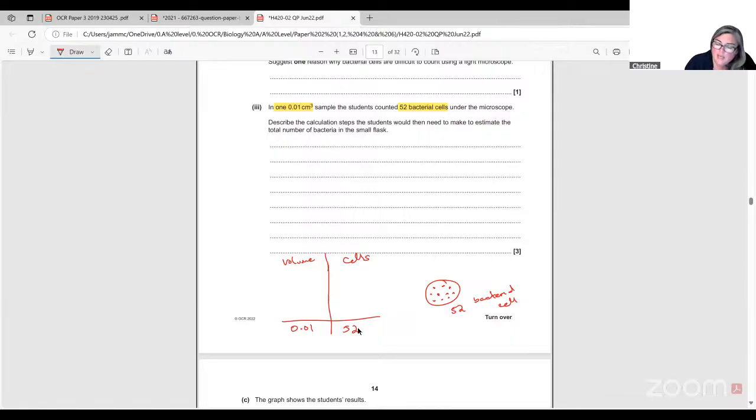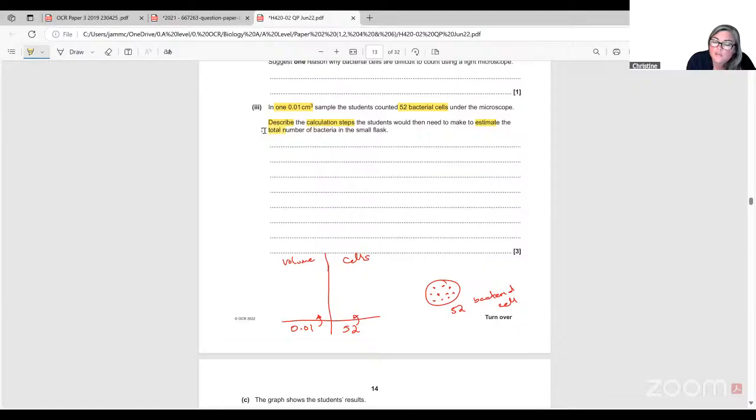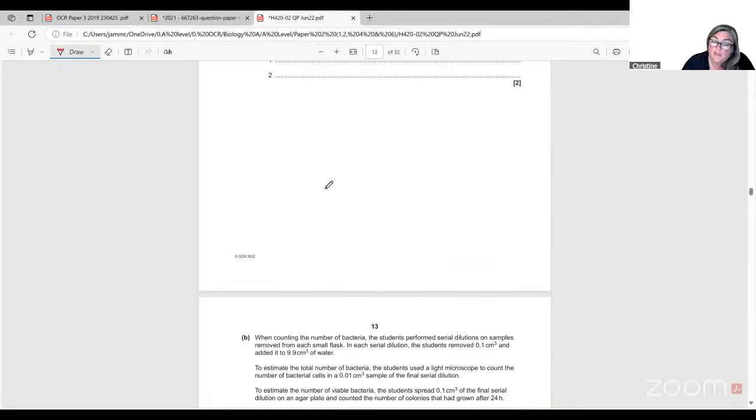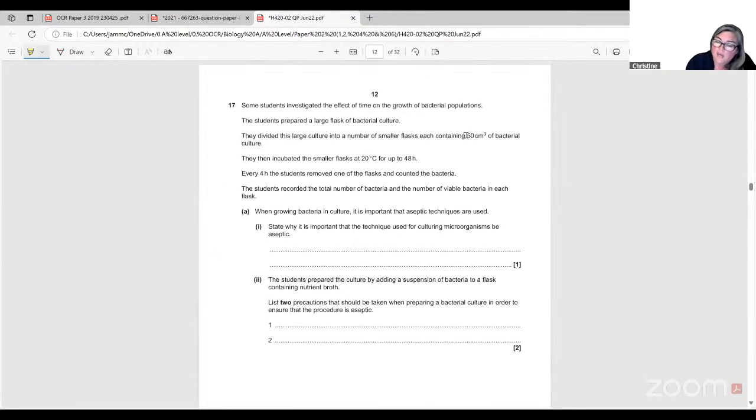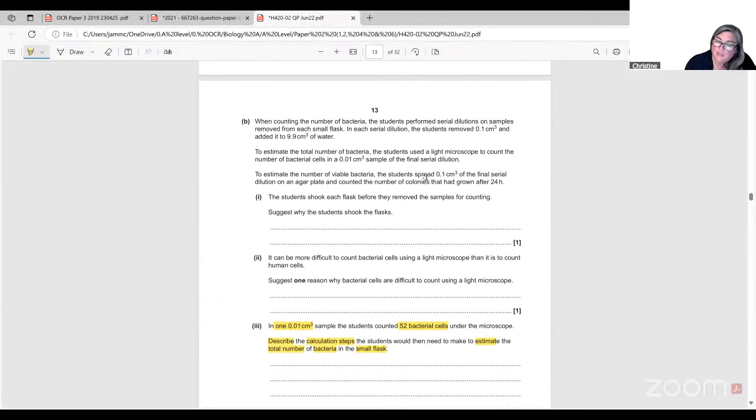So now I need to make my way back to work out how many were in my original sample, because it's asking me to describe the calculation step the students would need to make to estimate the total number of bacteria in the small flask. To work this out, I need to know how many serial dilutions there were. So I need my 52, which is my bacterial colonies. Now I know I've got 0.01, and that normally comes from, let me just double check what they've told us above. Here we go. This is where you need to double check the information: I started with 50 centimeters cubed. They then took that 50 centimeters cubed and did a serial dilution.